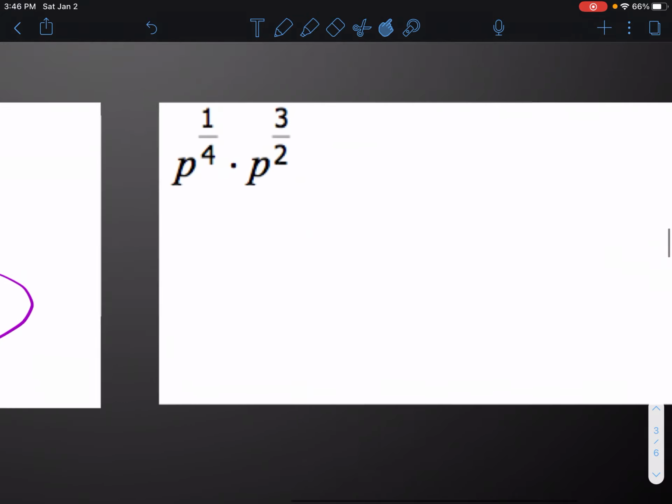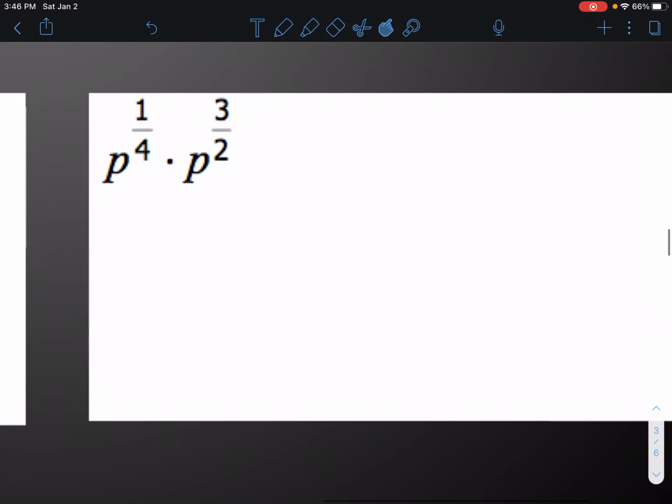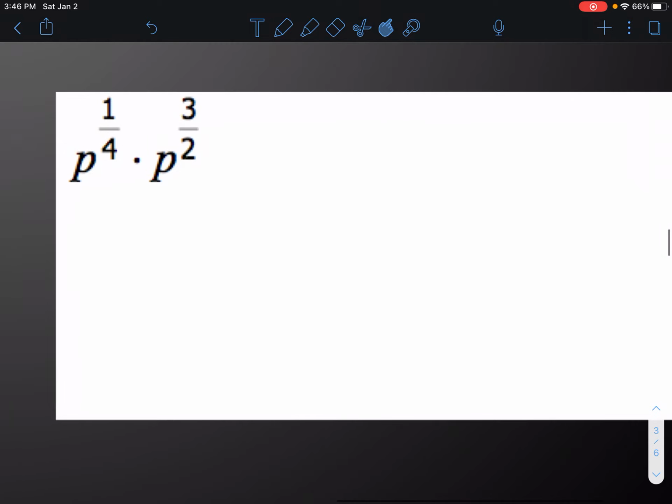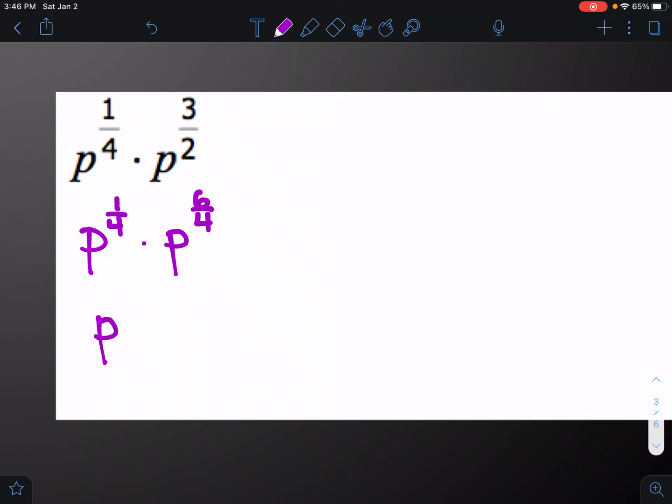Okay, here's another one. Notice I have same base, so I'm good, but the denominators are different, so I need to change the denominator. This is going to have to become a 4 on the bottom, so I have to multiply the top and the bottom by 2, so I get 6/4. And then now I can add these, so I would have 7/4. Okay, so now I'm going to split this apart.